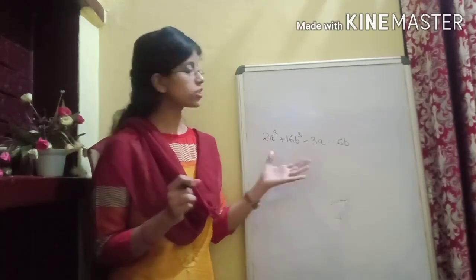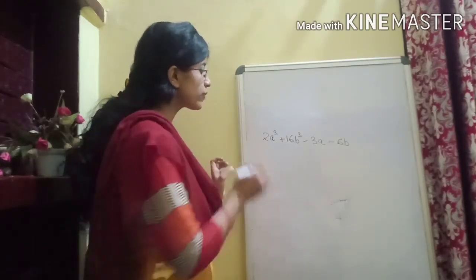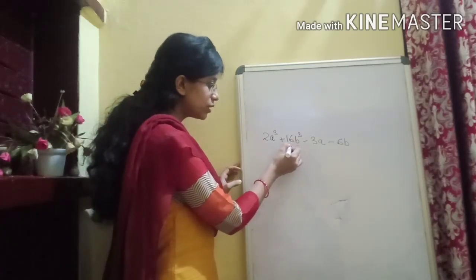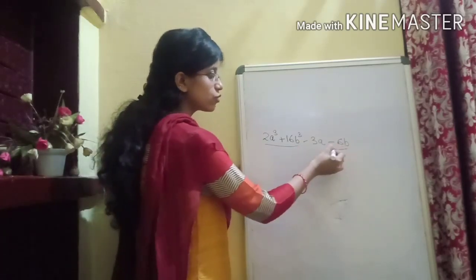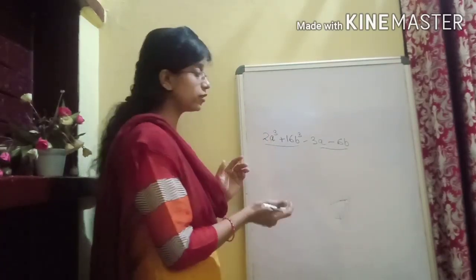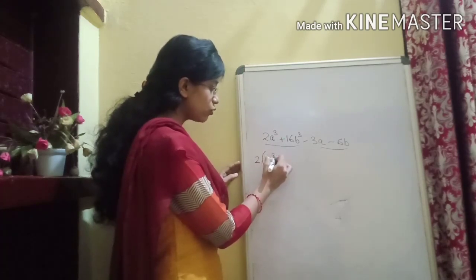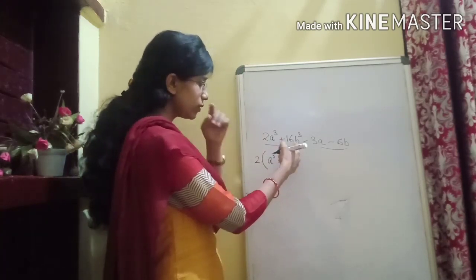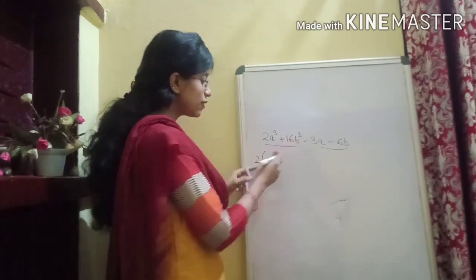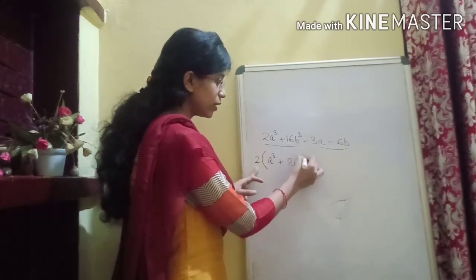So I have taken this question and we are again asked to factorize the question. So let's see what can we do here. What I'm going to do, I'm taking these two terms together and these two terms together. Now if you see from these two terms, anything is common? Yes, 2 is common. So what we are left with is a cube plus this 16b cube. Since we have taken 2 common, it will be 8b cube, isn't it?